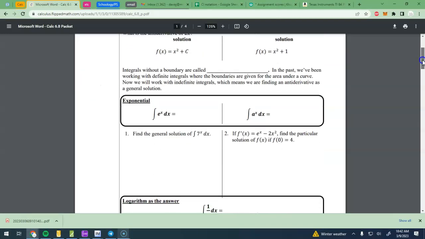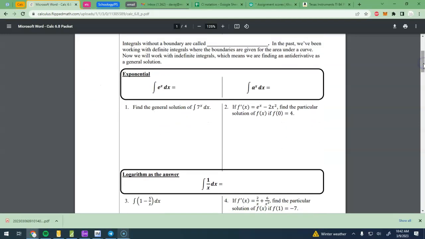Alright, there's a bunch of definitions. What's the integral of e to the x? e to the x, plus c, yes. Because the derivative of e to the x is e to the x, right? So the integral's got to be e to the x.